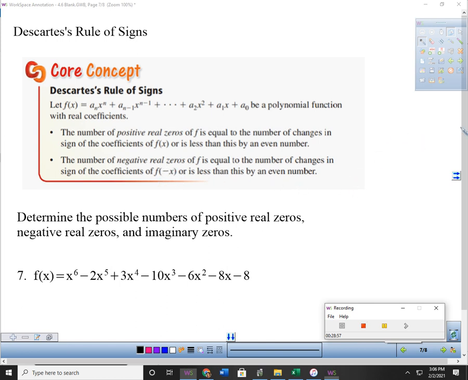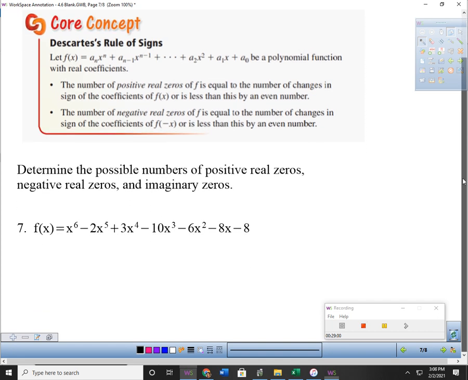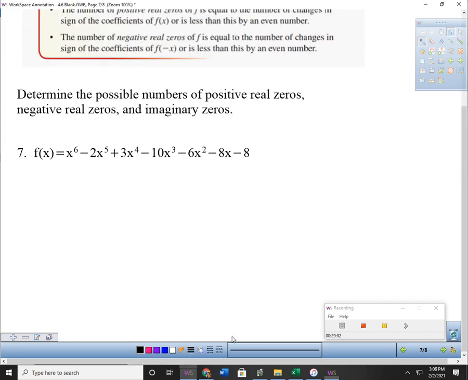So the smallest even number is 2, right? So when it says less than that by an even number, you would take away 2 from each possibility. So first, let's talk about positives because that's the easiest one.